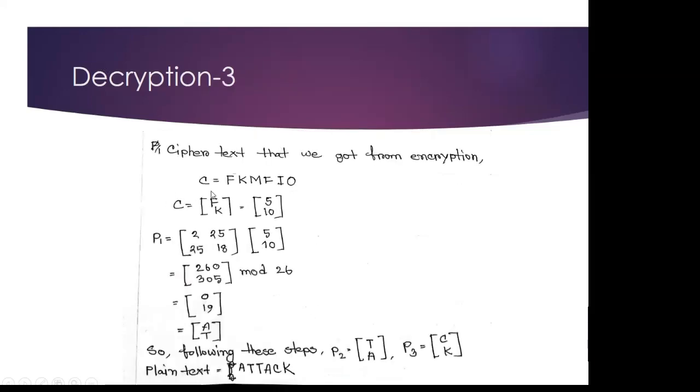Then the decryption value. As we found the encrypted C equals FKMFIO, we have to make groups with it also. The first group will be FK, and the value is 5 10 from the table. So P1 equals K inverse value into 5 10. After we do matrix multiplication, it will be 260 and 305 mod 26, and the value is 0, 19. So it is A and T. After following this step, we can find P2 is TA, P3 is CK. So the plain text is ATTACK, what we started from.